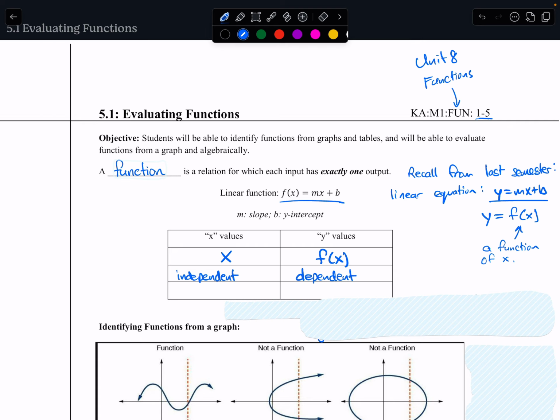So thinking of functions as a rule that takes inputs and gives you outputs, the x values would be the inputs. You need to know what you're putting into the function in order to figure out what comes out. What's the output? Okay.